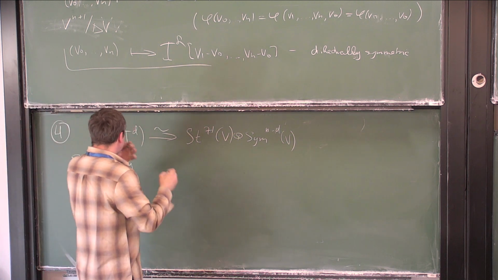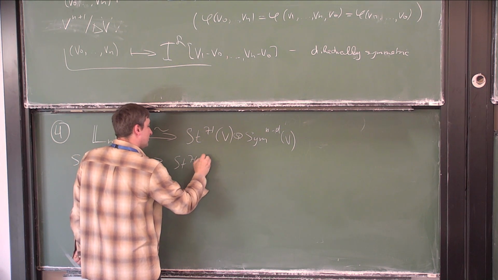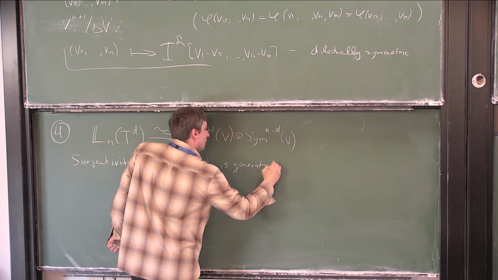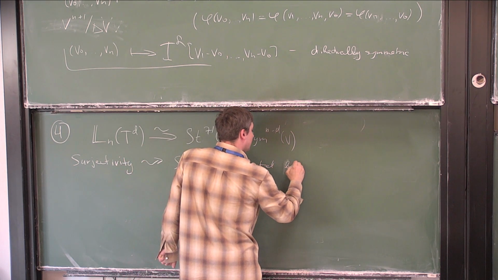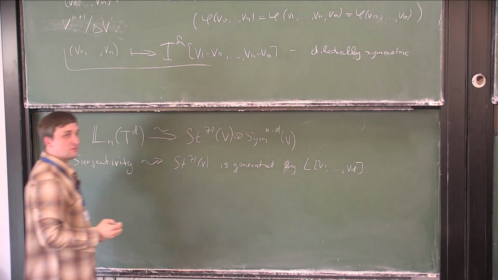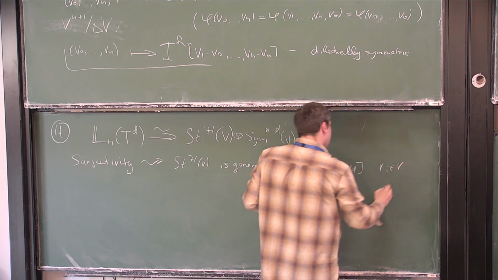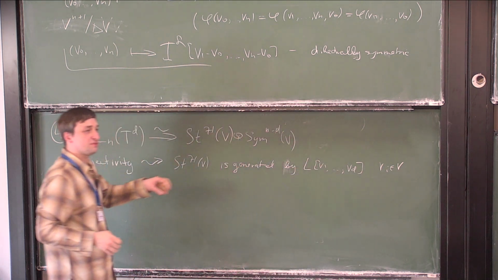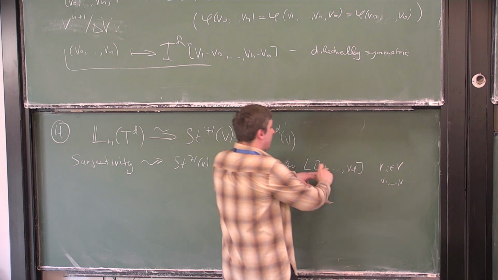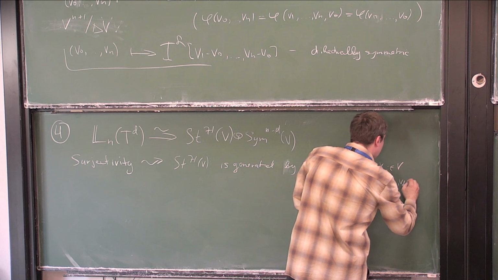If you just read off what surjectivity means, it would imply that Steinberg H V is generated by L1 as you run over all possible tuples of vectors. Yes, no, all possible bases. If V1 up to Vd doesn't form a basis, we just call this element 0.